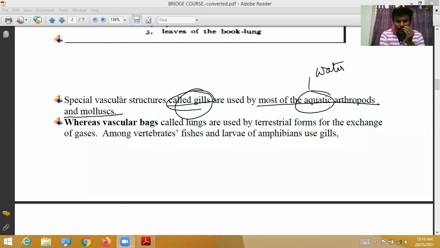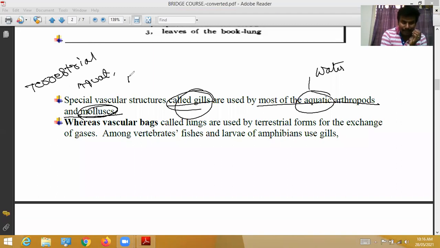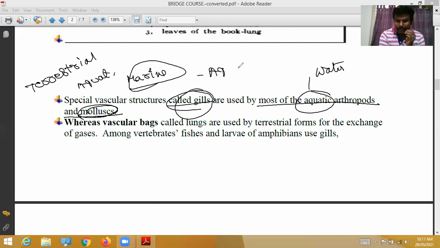Gills are used by most of the aquatic arthropods and molluscs. Molluscs are the second largest phylum in the animal kingdom. You will study molluscs in first PUC. Generally, some molluscs are terrestrial and some are aquatic. Some can live in marine habitats, some can live in aquatic habitats.